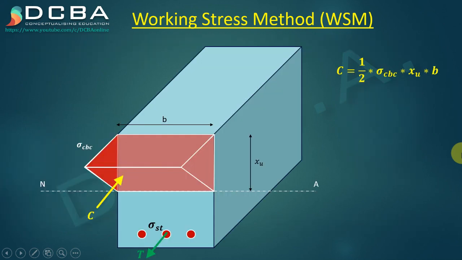So sigma st is the stress which is acting at the level of your steel. That multiplied by the area of the steel, you will get tensile force, sigma st into Ast. That's it.